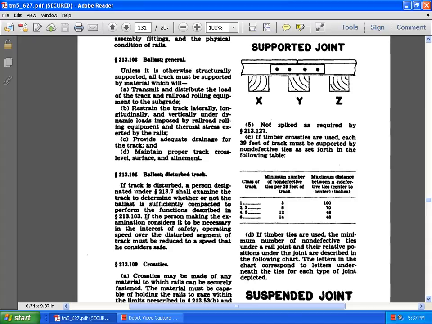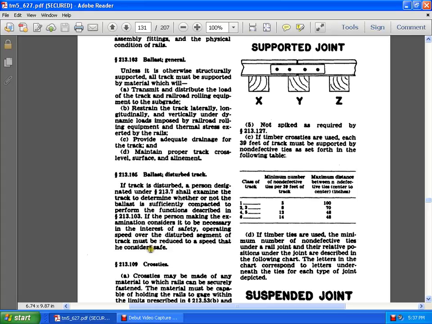213.105 Ballast; disturbed track. Whenever track is disturbed, a person designated under 213.7 shall examine the track to determine whether or not the ballast is sufficiently compacted. Before the functions described in 213.103 are restored, the person making the examination, if he considers it necessary in the interest of safety, shall limit operating speed and supervise the track, and reduce the speed to that which he considers safe.